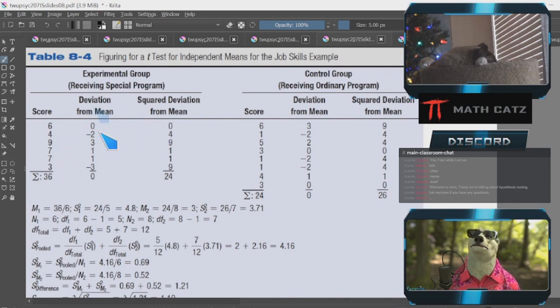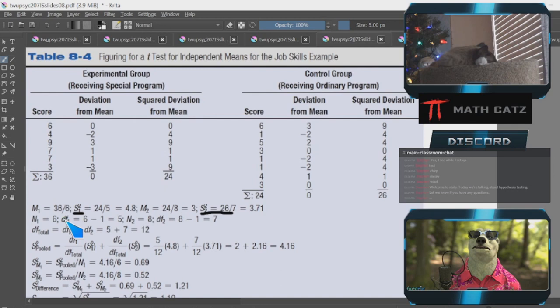Then we calculate deviation from the mean in order to get to the variance for this, dividing of course by sample size minus 1. The variance there is the estimate of the population variance from this group only. So variance 1. Then we did the same thing for the second group, the control group, and got their variance as well.